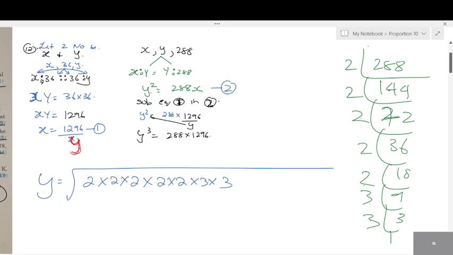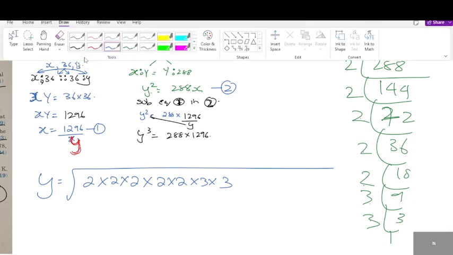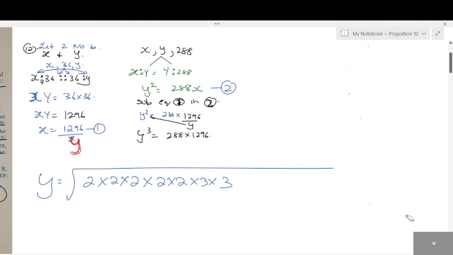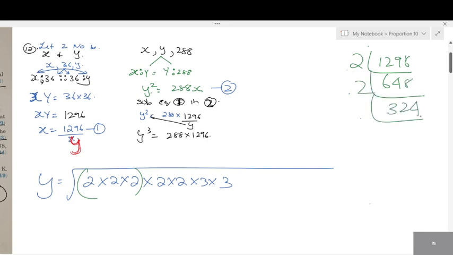2 into 144, 2 into 72, 2 into 36, 2 into 18, 2 nines are 18, 3 threes are 9, 3 ones are 3. Next, take 1296. This is for 288. Now we need 1296. Before solving 1296, first find the value of this. You get 3 here, so pairs are missing. Then start with 2. 2 sixes are 12, 2 fours are 8, 2 eights are 16, 2 into 324, 2 into 162, 2 into 81.